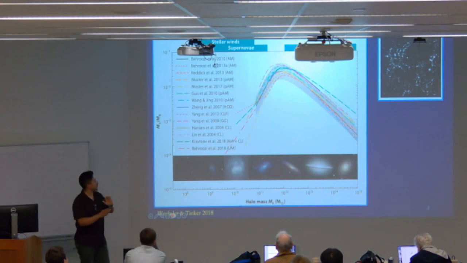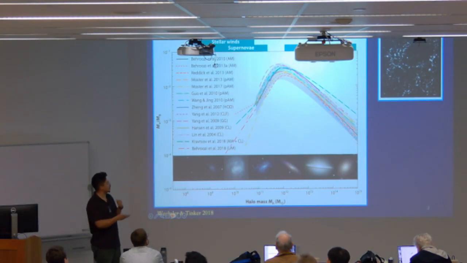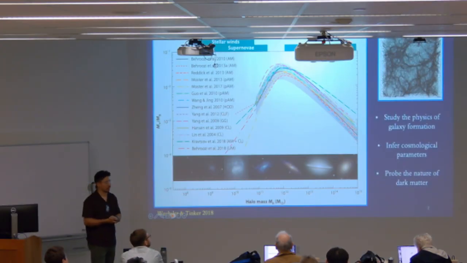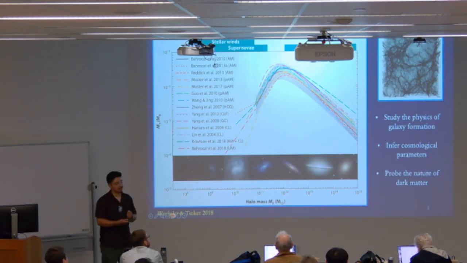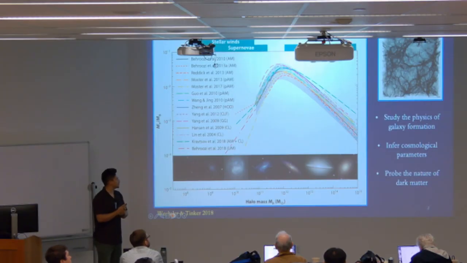Very briefly, we all know that the point of the Galaxy Halo connection is to link what we can observe, galaxies, to what actually governs the dynamics of the universe, which is the dark matter. Once we have this connection, we can study the physics of galaxy formation. We can infer cosmological parameters, like we'll talk about in a bit. And if we're clever, we can maybe probe the nature of dark matter.